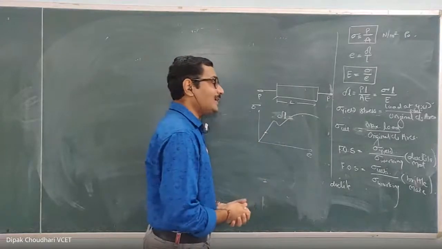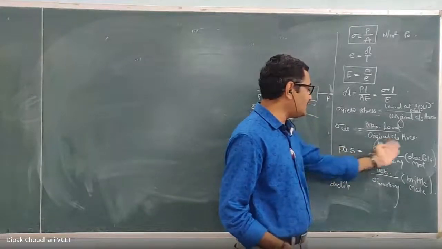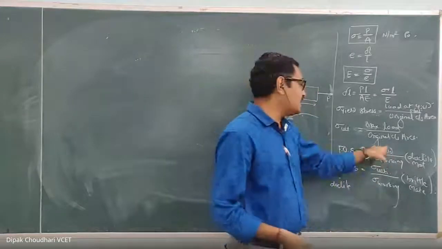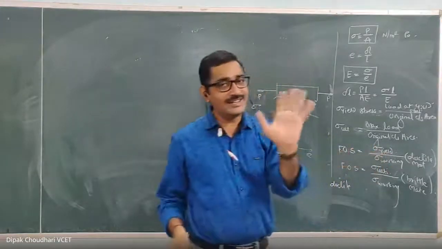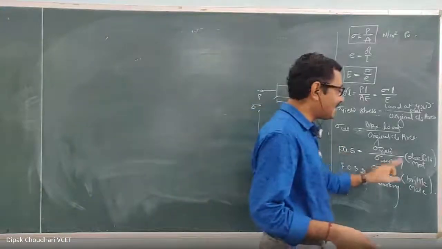Now, how to calculate that working stress or the safe stress? Working stress or safe stress can be calculated by using this formula: factor of safety equal to yield stress upon the working stress. Clear? This formula is not to calculate the factor of safety. It is to calculate the working stress.